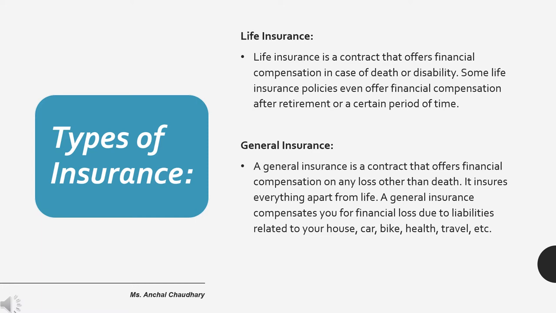Next is your general insurance. Whatever is excluded from life insurance will be covered under general insurance. Means here in general insurance, we can't insure human life. Okay? A general insurance is a contract that offers financial compensation on any loss other than death. So basically, here you can't insure death.